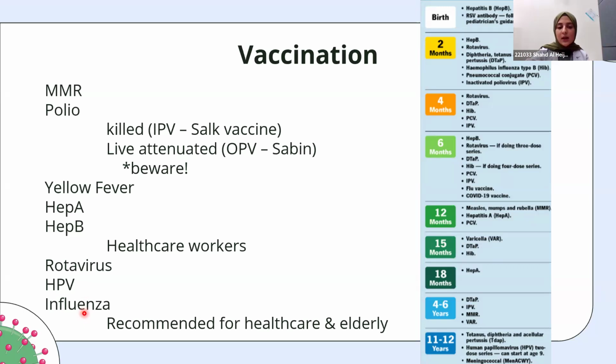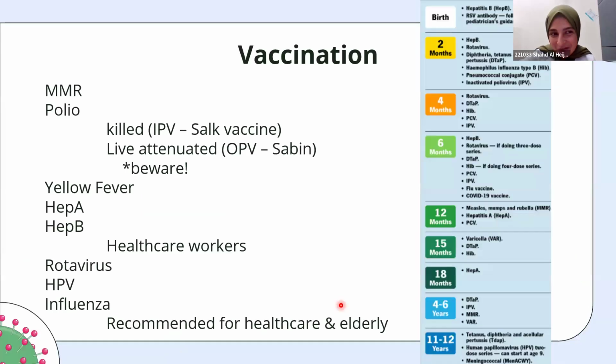And finally, influenza. Influenza is recommended for healthcare workers and for the elderly because they're high risk. Healthcare workers because they can get it from the patients. Elderly because they have low immunity, so you need to give them the seasonal influenza. And seasonal influenza is usually given starting from 6 months of age until elderly, and you give it every year.